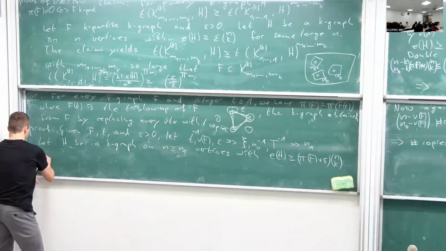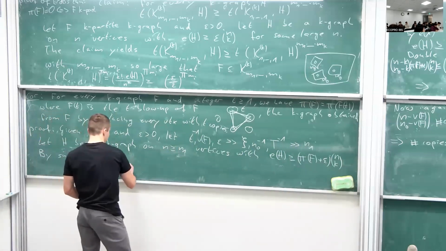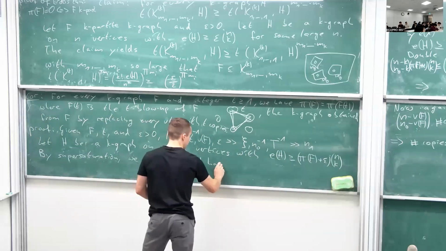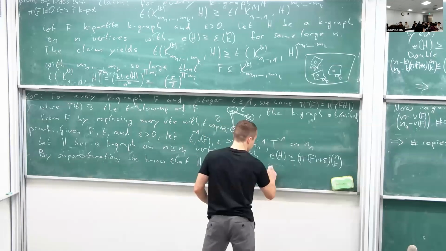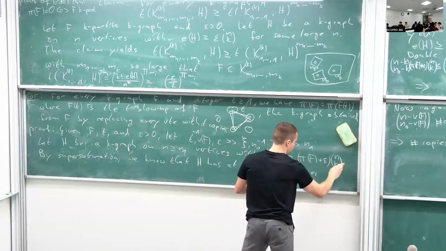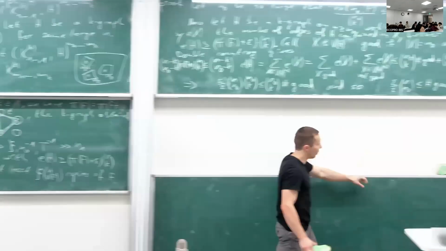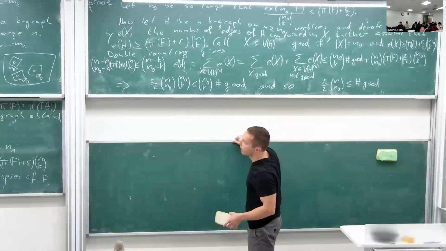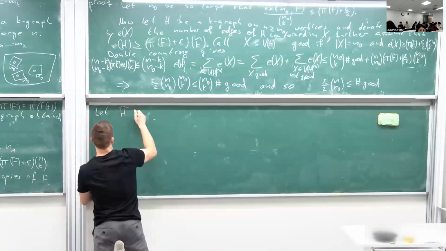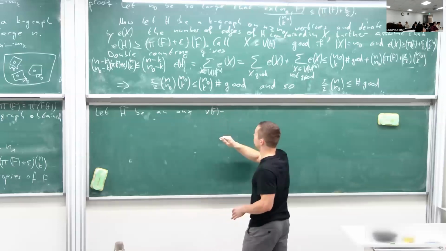Okay, so by supersaturation, in this earlier theorem, we know that H has at least C times n choose VF copies of F. Okay, and we will now define an auxiliary hypergraph where we place an edge for each copy of F. So let H tilde be an auxiliary hypergraph, and it has this uniformity now, the number of vertices of F.